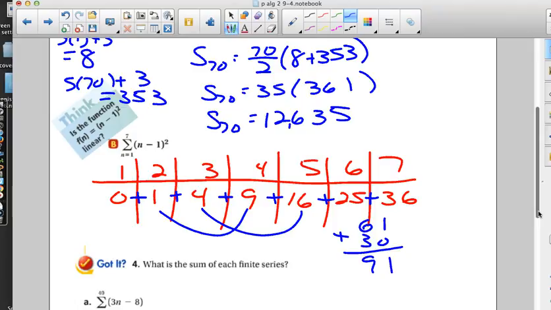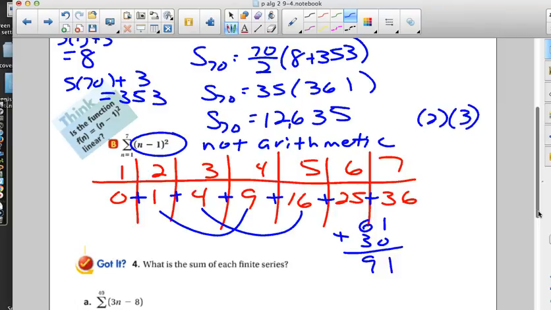0 plus 1 plus 4 plus 9 plus. But the key here is, this is not arithmetic. Can't use Carl's formula. In fact, it's not geometric. If it were geometric, it would look like this. Because that's what all of our geometric formulas look like. Some number raised to the n minus 1. That's what they all look like. That's neither one. It's not going to fit. We have to do it by hand.